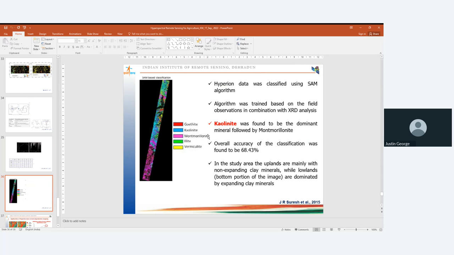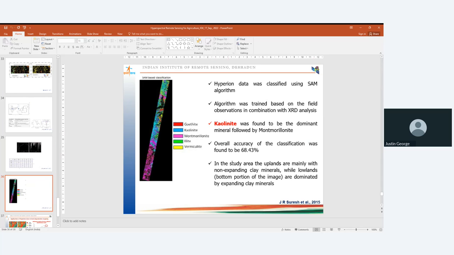They predominantly contain a mineral known as montmorillonite, which is a 2:1 type of expanding clay mineral, which imparts particular characteristics to the soil because it swells and shrinks based on the moisture content. They found that carbonate, the 1:1 type of clay mineral, was the dominant mineral present in the study area, followed by montmorillonite. The overall accuracy of the classification for the area was found to be 68.43%.